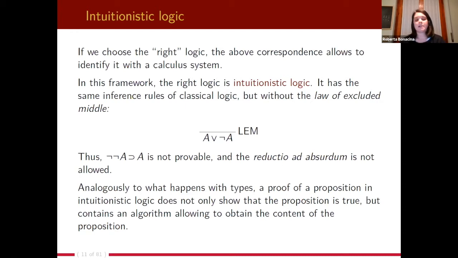As happens with types, a proof of a proposition in intuitionistic logic says not only that the proposition is true, but also contains an algorithm to obtain the content of the proposition. So, for example, if we prove in intuitionistic logic that a certain equation has a solution, we don't know only that this solution exists, but in a sense, following the proof, we are also able to construct this solution.